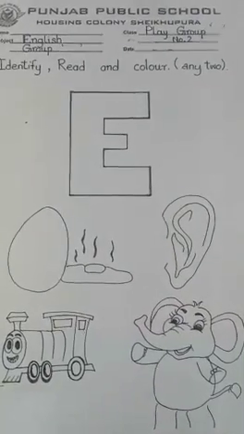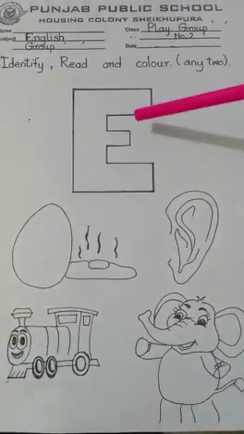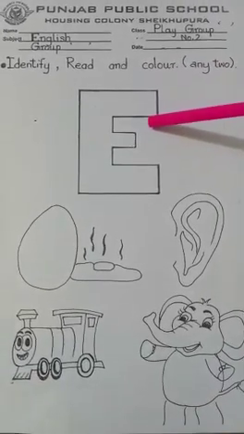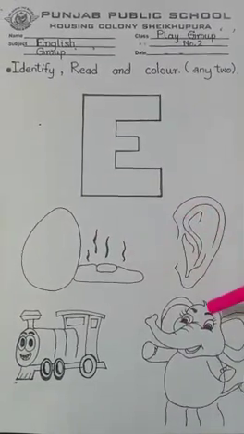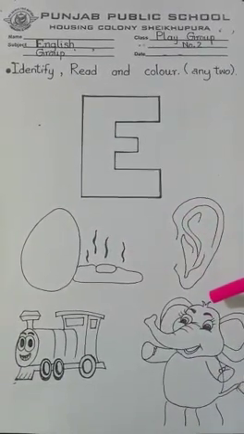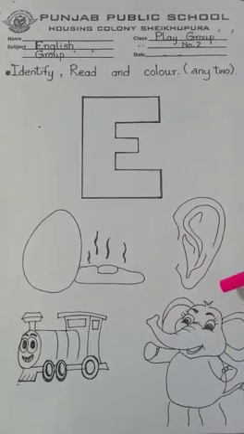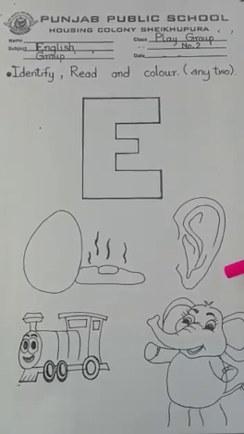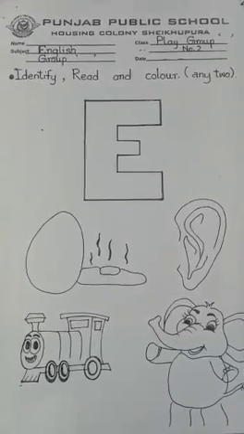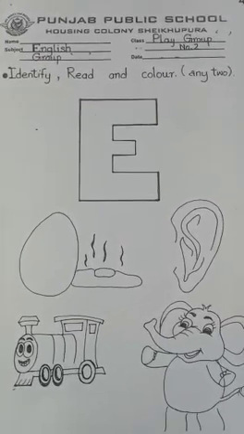So next what we have to do is color this letter properly, and after that you can select any two of these pictures and color them. So kids, our task today is to color this picture, read it and identify.